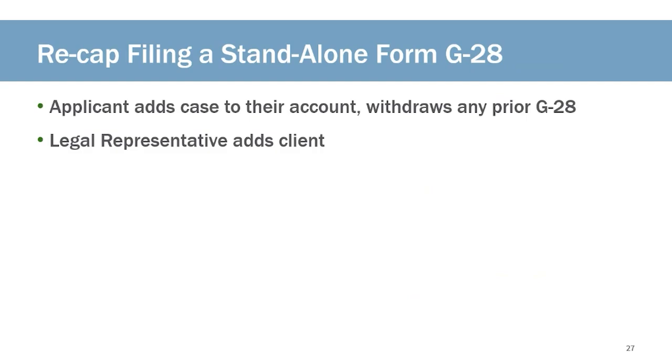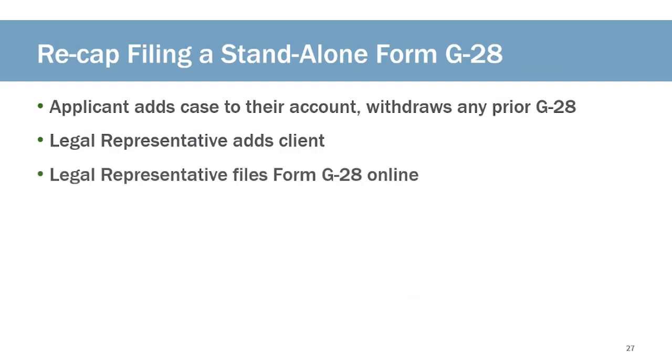Then the legal representative adds the client to their online account, like we talked about earlier, being careful to use the exact email address that the client used when they created their account. Then the legal representative can file Form G28 using the client from the drop-down menu and entering the client's receipt number of that previously submitted form.